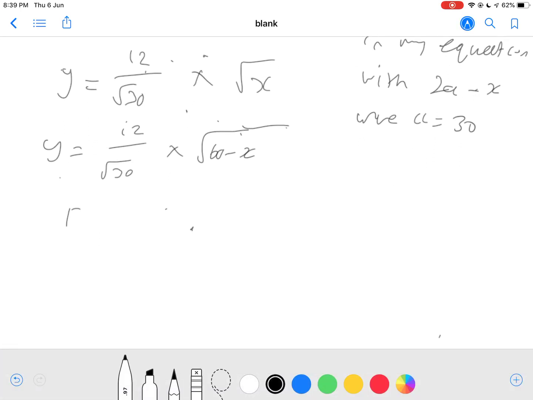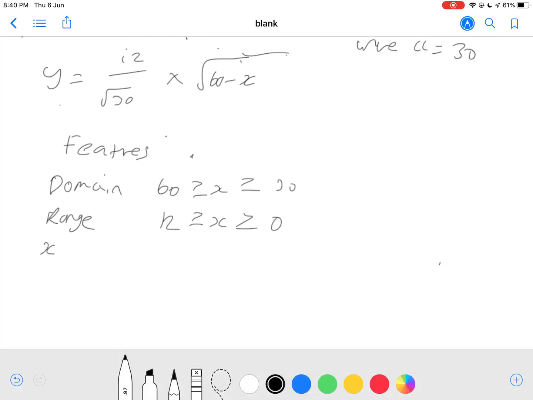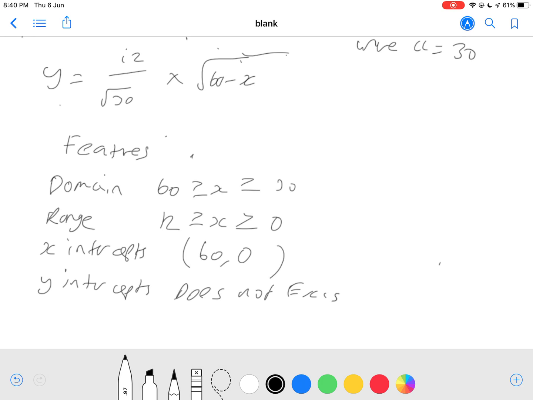Okay, so we say our features now. Our domain, same thing as the other two graphs. So x is greater than or equal to 30, less than or equal to 60. Our range, okay, once again, y is greater than or equal to 0 and less than or equal to 12. Our x-intercept, once again, is the exact same thing. So x-intercept is 60, 0. Our y-intercept does not exist. Okay, so that's basically it for the square root graph, okay?